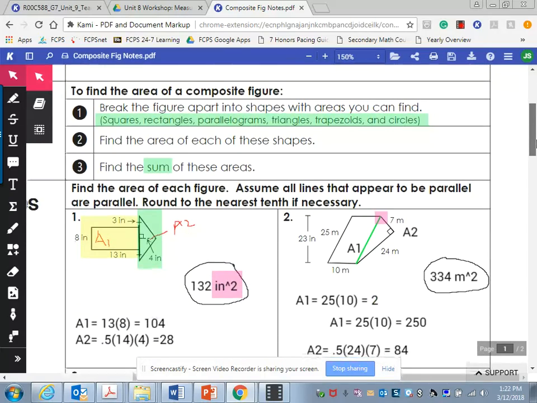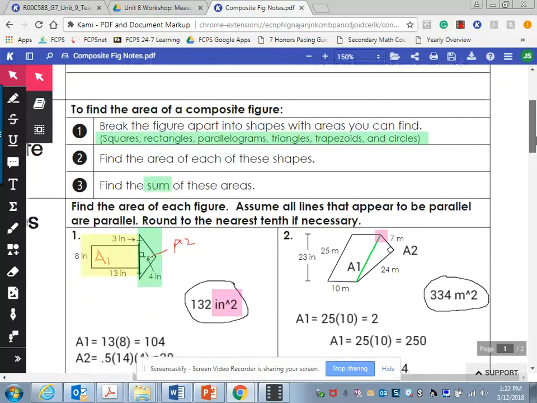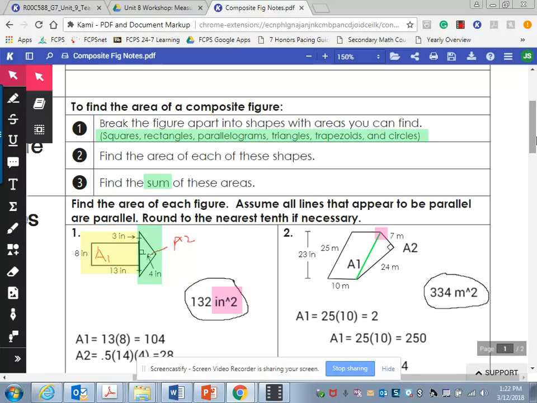So the first thing you guys are going to want to do is break your composite figure up into shapes with areas that you can find. Now, I know for a fact that on your formula sheet, you all have all of these highlighted shapes. You have the formula for area of a square, rectangle, parallelograms, triangles, trapezoids, and circles. So we want to try to break these composite figures up into those different shapes because we know how to find the area of those shapes. We have the formula for all of those areas.